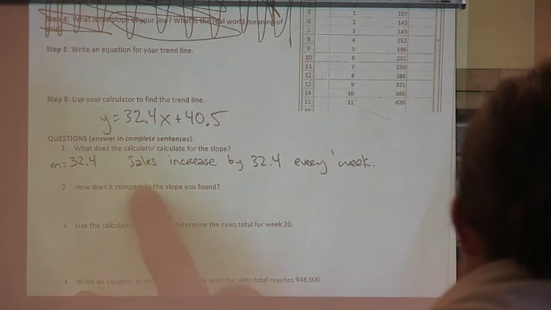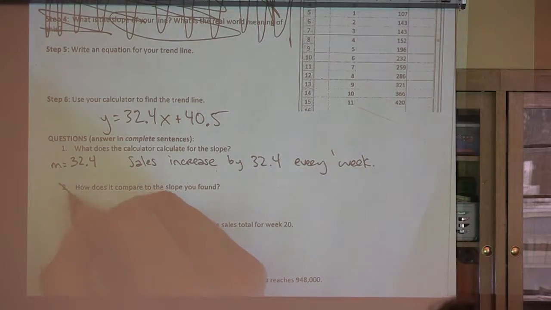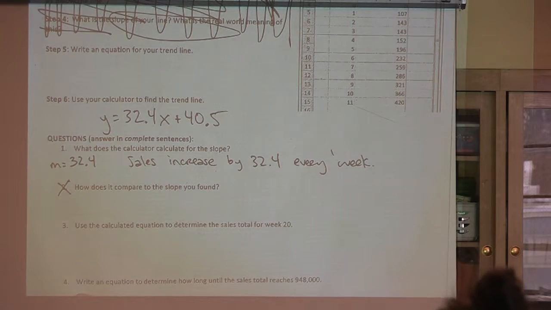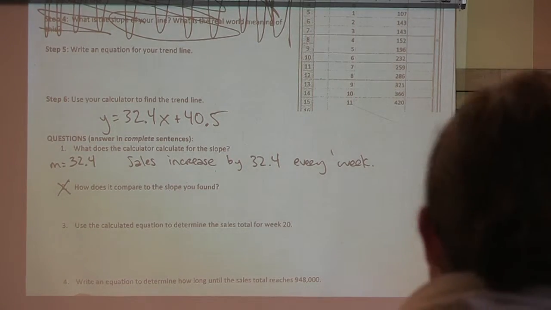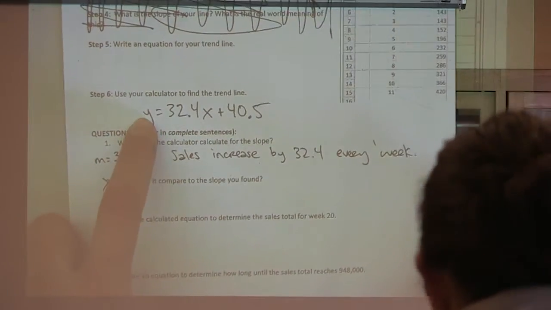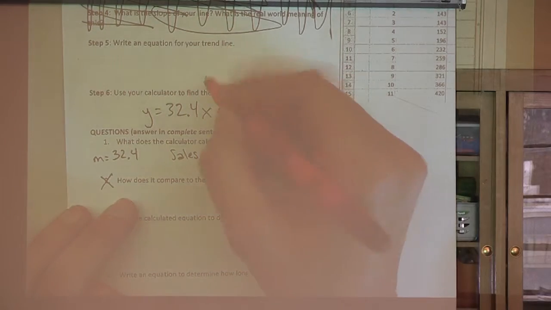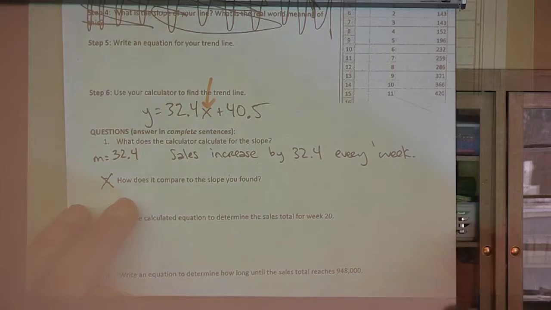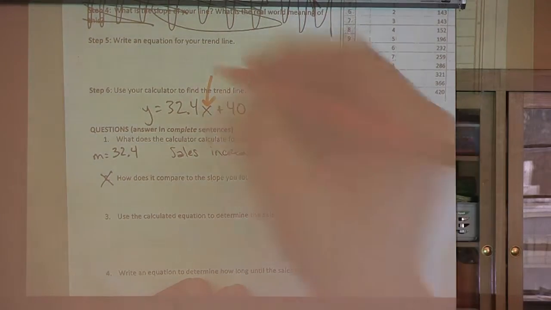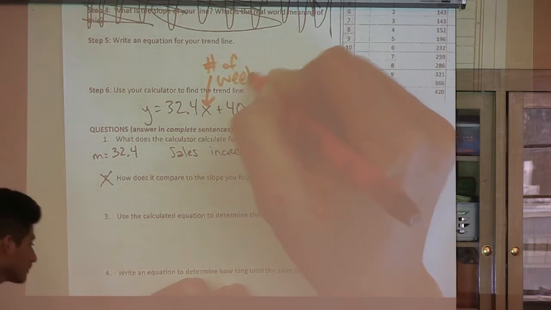Okay, this means that your sales are increasing by 32.4 every week. Okay, great. We didn't find our own slope, so we don't have an answer for number 2. You didn't calculate your own slope because we just did it with a calculator. Now, if I have this equation, what does x represent? What is x? Thank you, Charlie. The number of weeks.